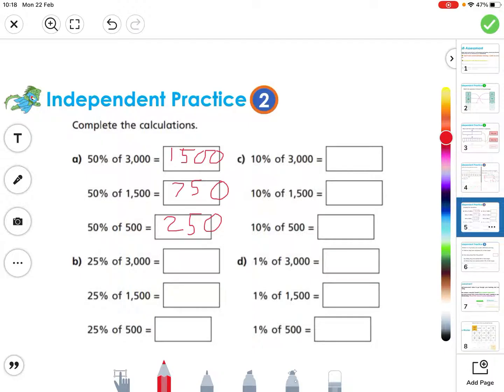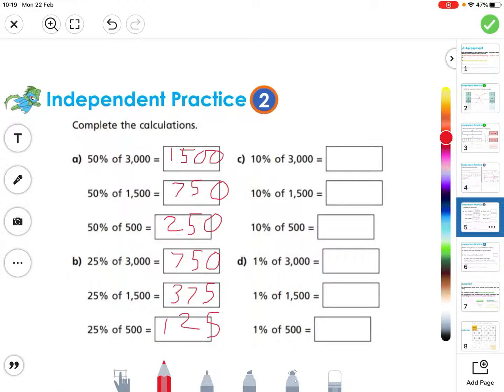Moving on to B, 25% of 3,000 is 750, so dividing it by 4. 25% of 1,500 is 375, so again, I'm dividing 1,500 by 4. And 25% of 500 is 125.